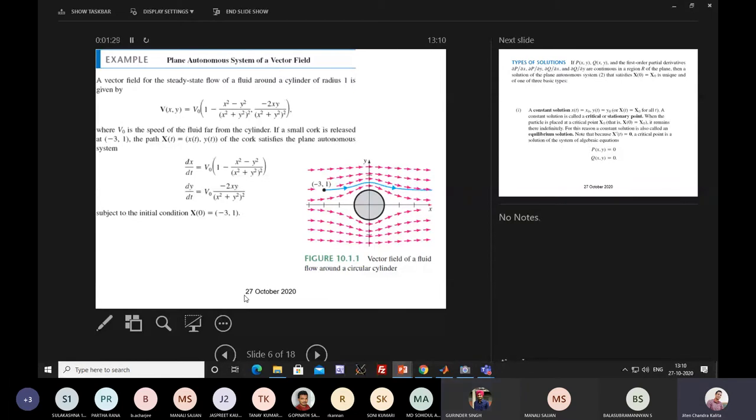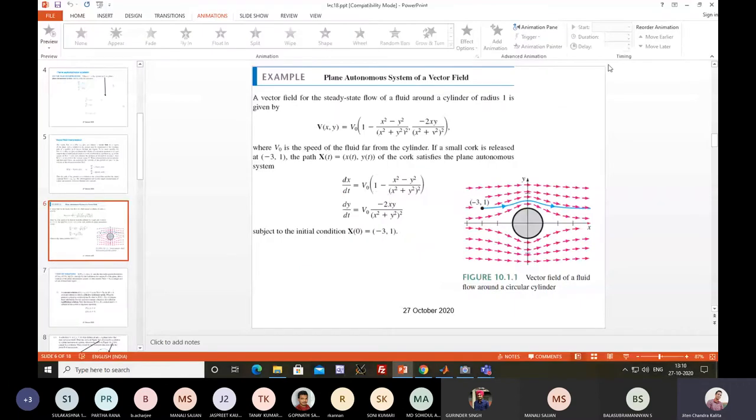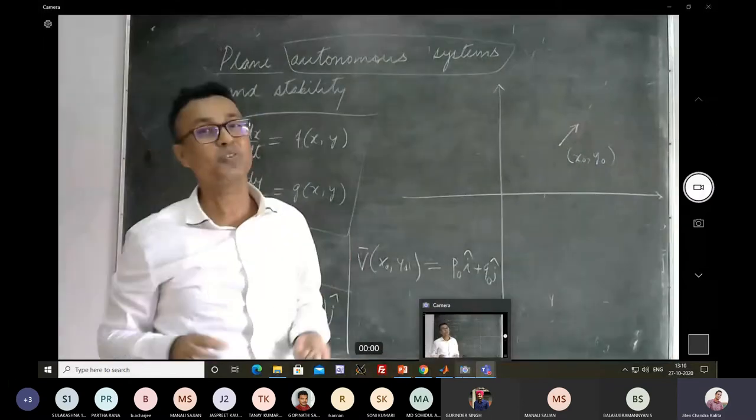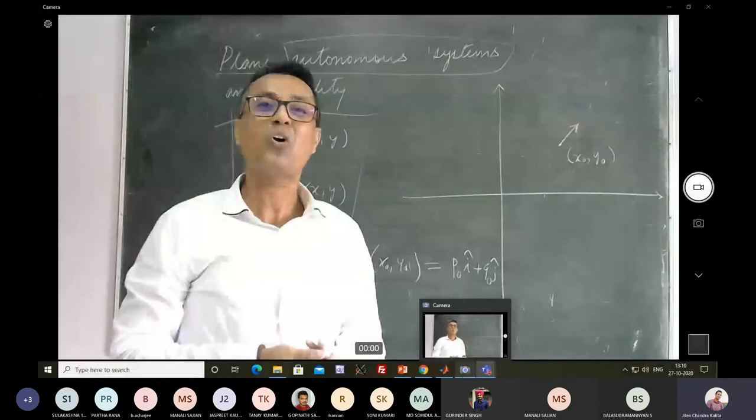Okay, fine. So that means whenever my point is in that flow field, it is going to be taken away by the stream, by the current of the flow somewhere. Now you may be thinking that wherever I release a cork, it is going to be swayed away by the current of the flow. But that may not be true for all the cases.